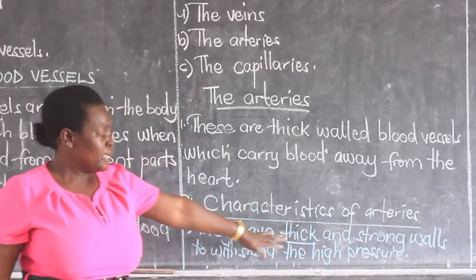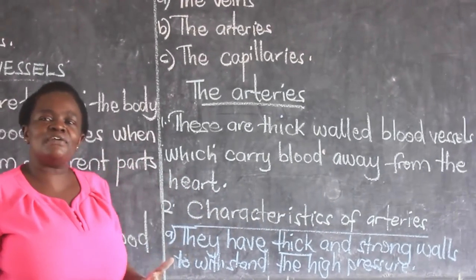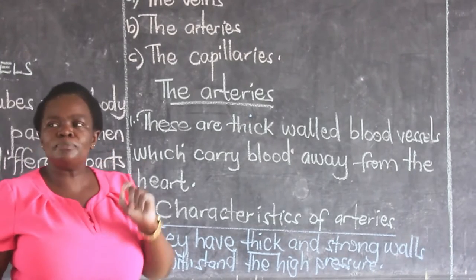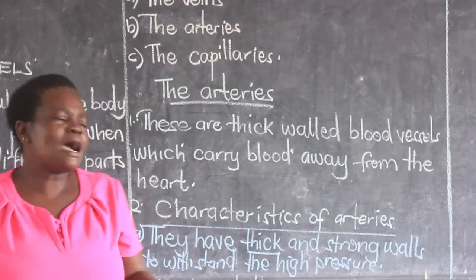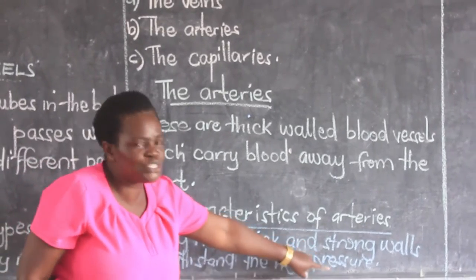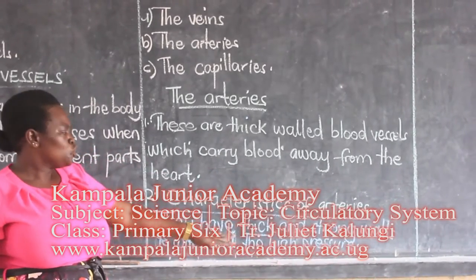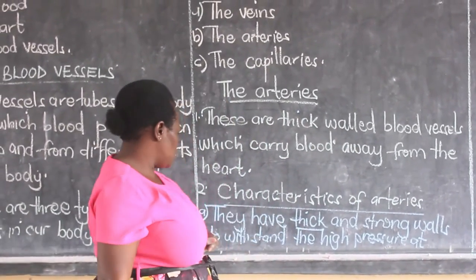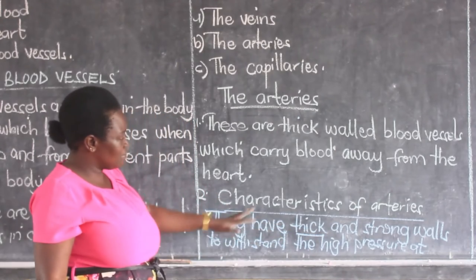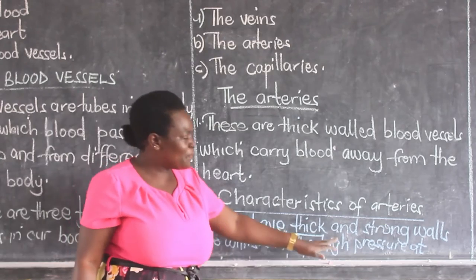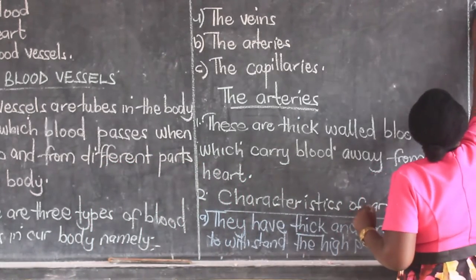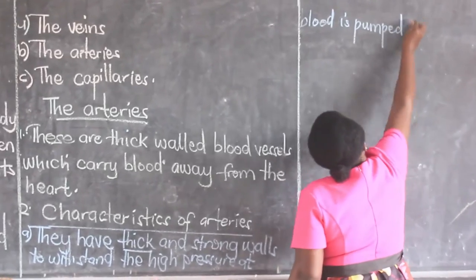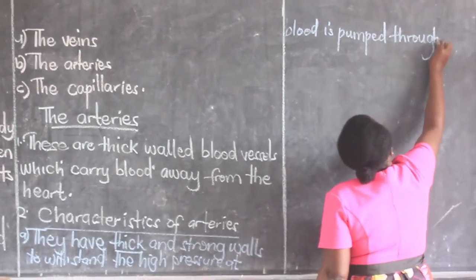Where is this high pressure coming from? It is the pressure at which blood is pumped through the arteries. And in simple terms, you're going to be asked several times in exams why arteries are made up of thick walls. What will be your answer? They are made up of thick walls to withstand the high pressure at which blood is pumped through them. They have thick walls, and I mean thick and strong walls, to withstand the pressure at which blood is pumped through them.